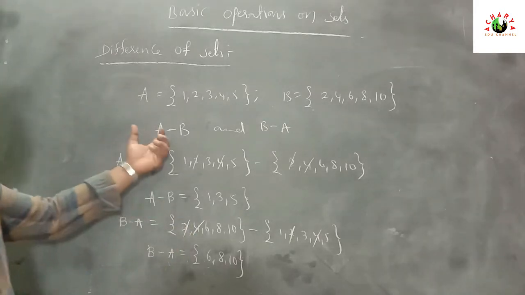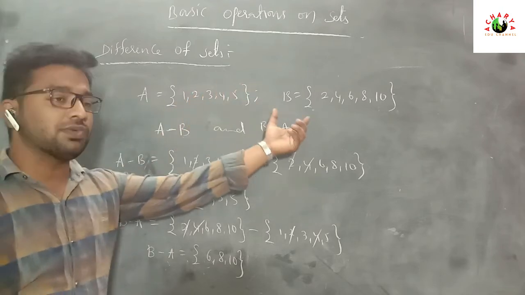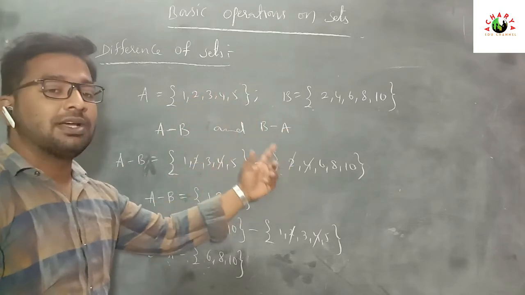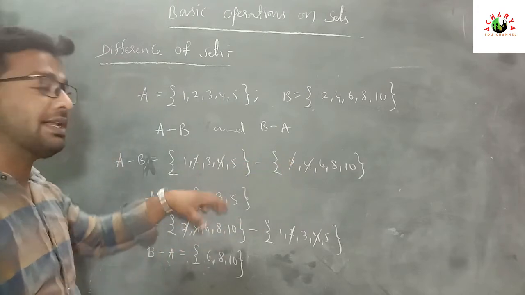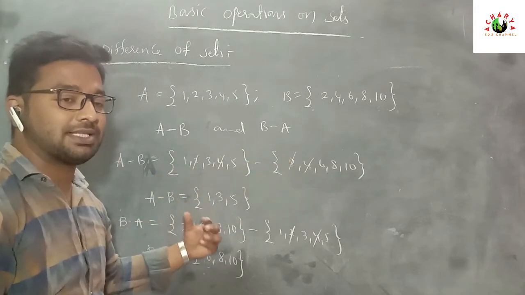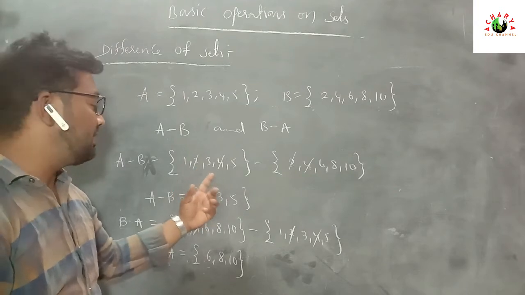That is the difference between A minus B and B minus A. So A minus B means, first we write the two sets, then we cancel the same elements of the two sets, and we write the remaining elements of the first set, set A.